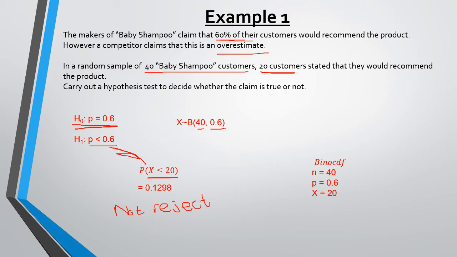Okay, this is 12.98%, so quite high. Just a reminder, that means there's a 13% chance of me getting this sample if P is truly 0.6.